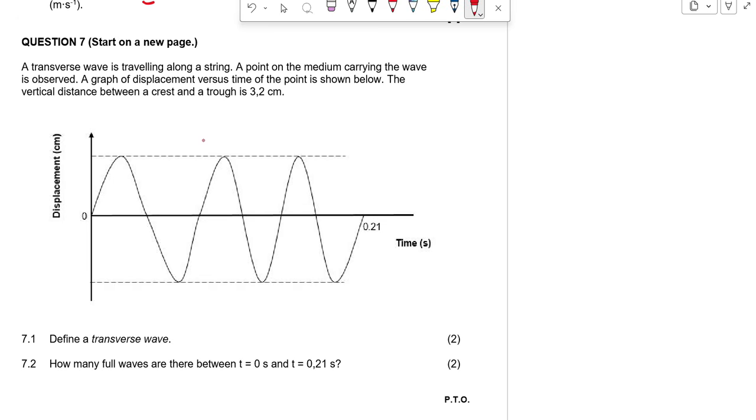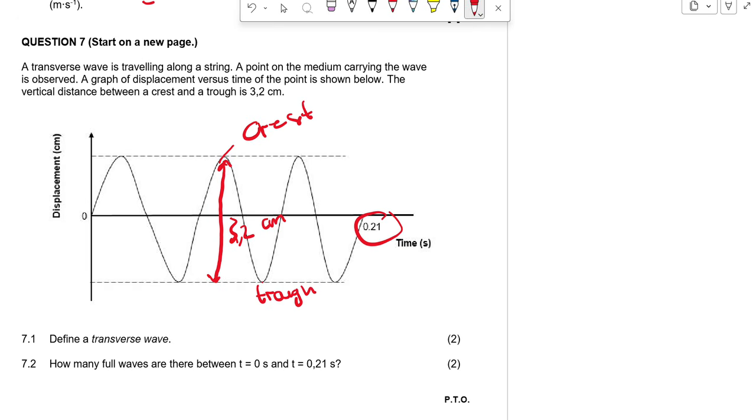So you know this is the crest, right? This point is the trough. Okay, so they're telling us the distance from here to here is 3,2 centimeters. Again, they gave us centimeters. We must convert to meters. We deal with meters. Okay, so we are also given time.